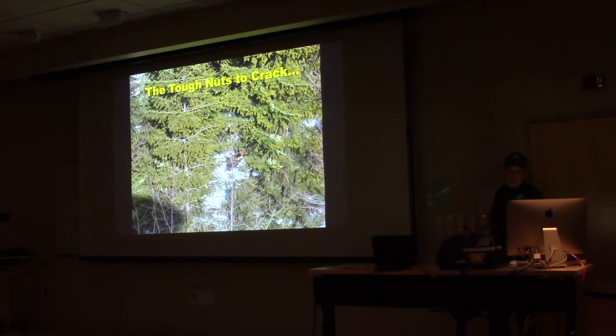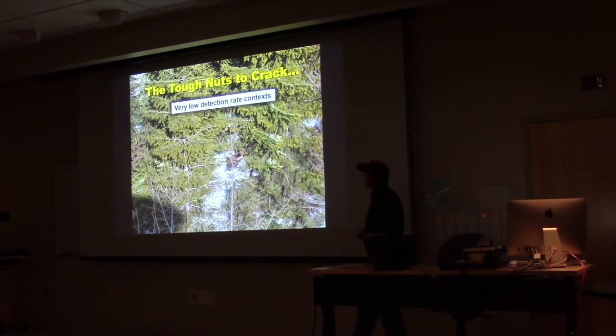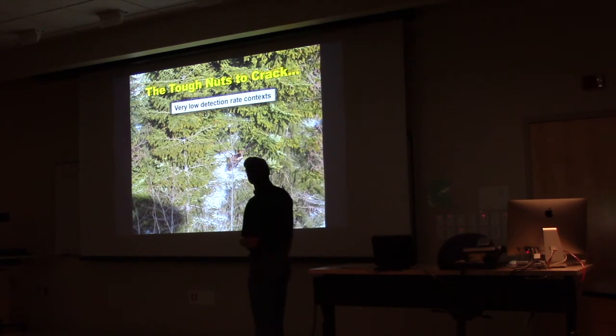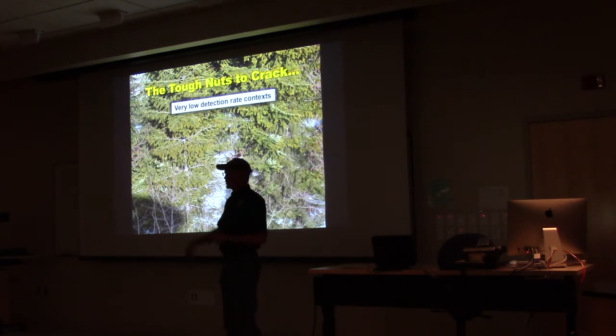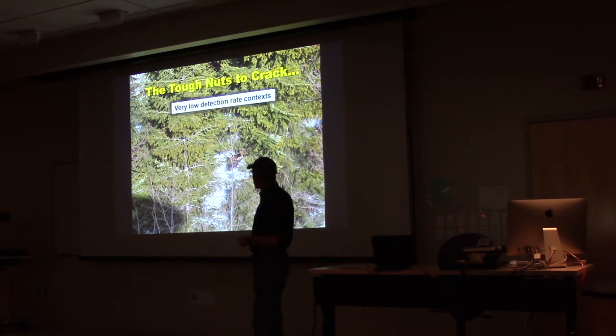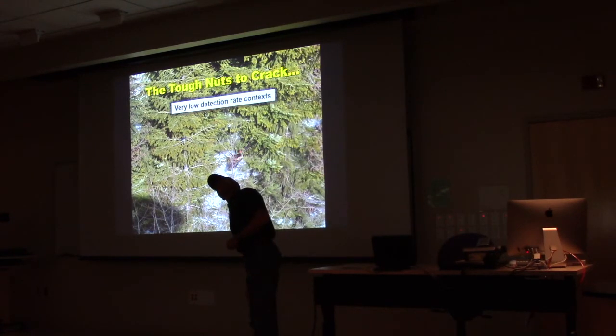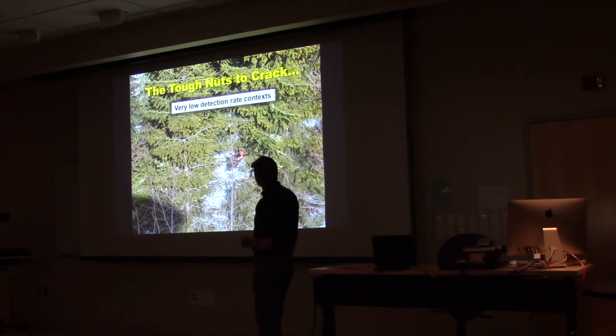So the tough nuts to crack in this are these situations with very low detection rate context. So this is a picture when we were doing our work in Nooksack. We did our survey, we counted all the marked animals that we saw, and we started doing the phase where we tracked down the missing ones. It took us to this really dense stand of trees. We knew we were right over the top of this radio transmitter, couldn't see anything, we just kept flying this little circle. And eventually this head slid out from under the trees and looked up at us. And there she was, and you can see her collar there.